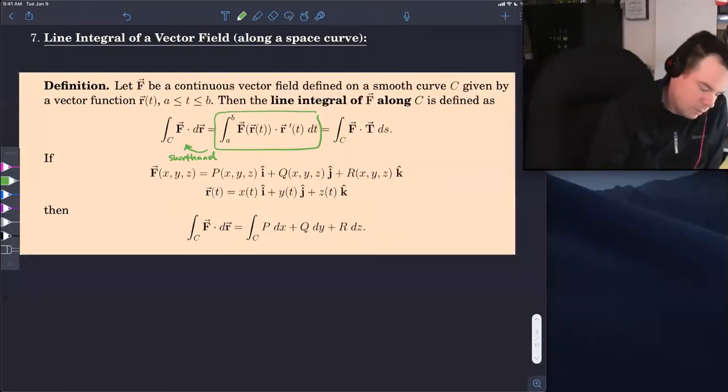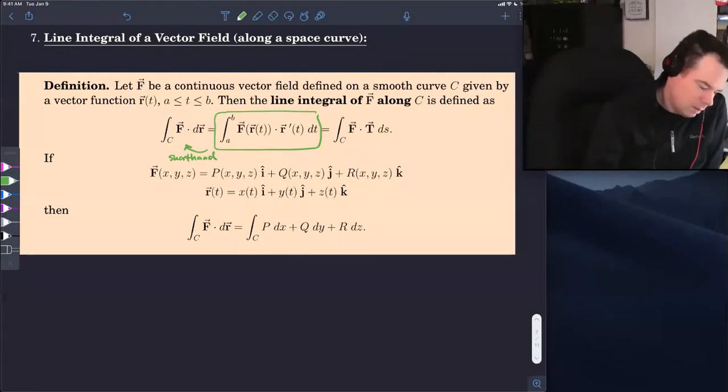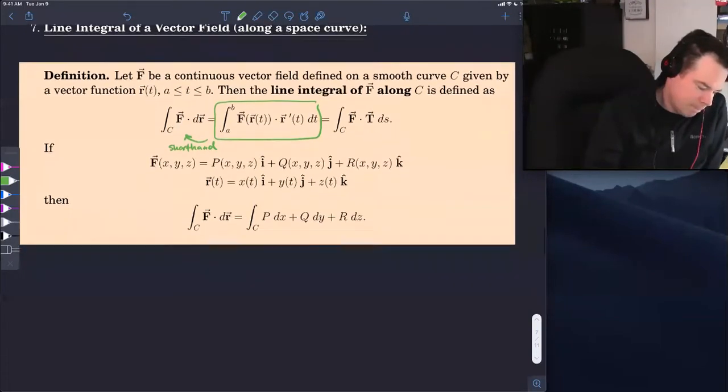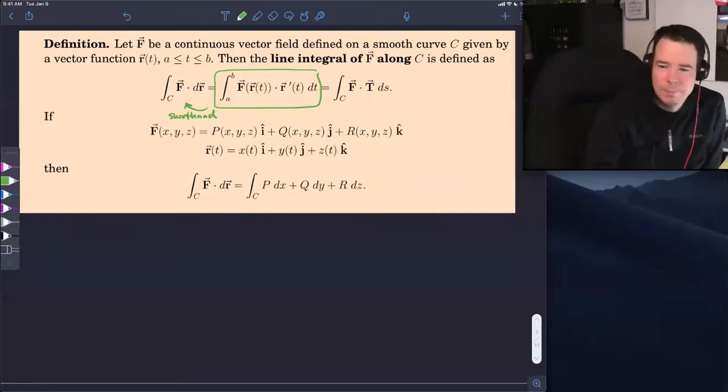And then the formula on the right is just an equivalent form. There we use the unit tangent vector. So I've absorbed some magnitudes into it and readjusted the dt in terms of arc length. The one in the box is the one we're going to use to evaluate these things.